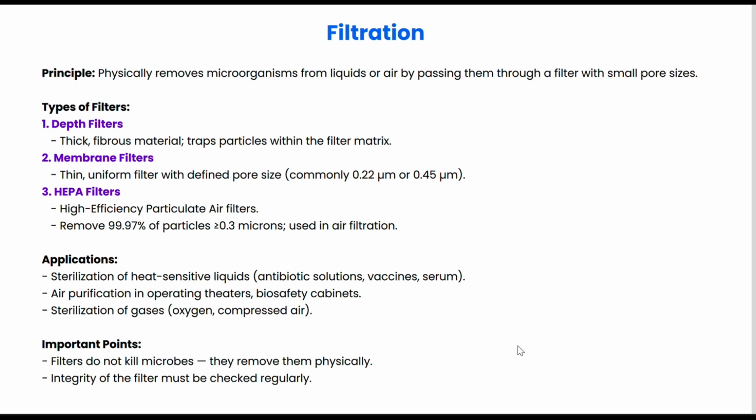Membrane filters are thin and made of cellulose esters or other polymers. These have precisely defined pore size, usually 0.22 microns or 0.45 microns, ideal for sterilizing liquids such as antibiotics, vaccines, and culture media. HEPA filters, high efficiency particulate air filters, are used for sterilization of air. They remove 99 to 99.97% of particles that are 0.3 microns or larger. HEPA filters are installed in operating rooms, biosafety cabinets, and clean rooms.